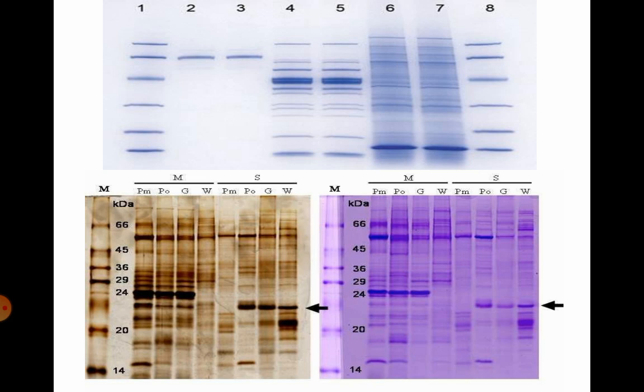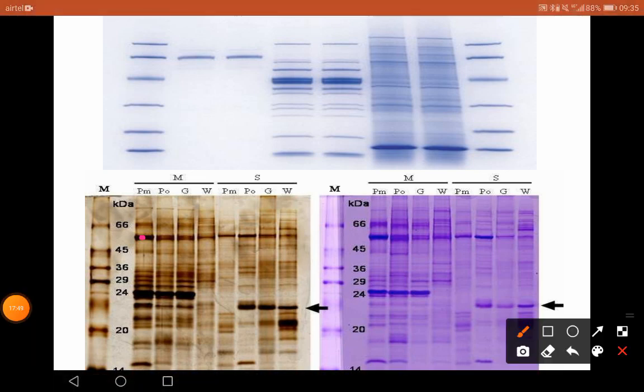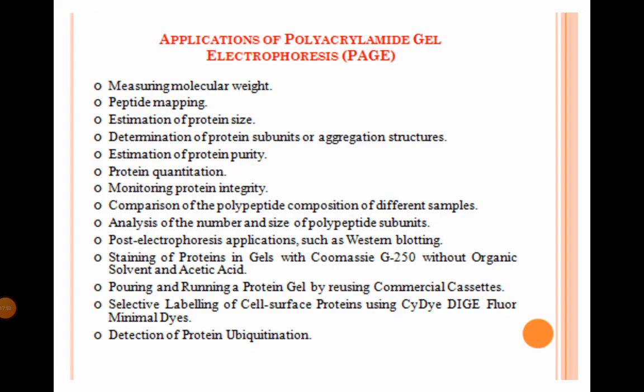We can also run a marker if we have one, so that we can match or estimate the size of our protein, right? So these are the resolved bands of the proteins. From this we can identify: if a band is forming here, we can tell it is around 25 kilodalton. If a band is forming somewhere in between 66 and 45, it can be somewhere around 50 kilodalton. So this is how the proteins are separated.